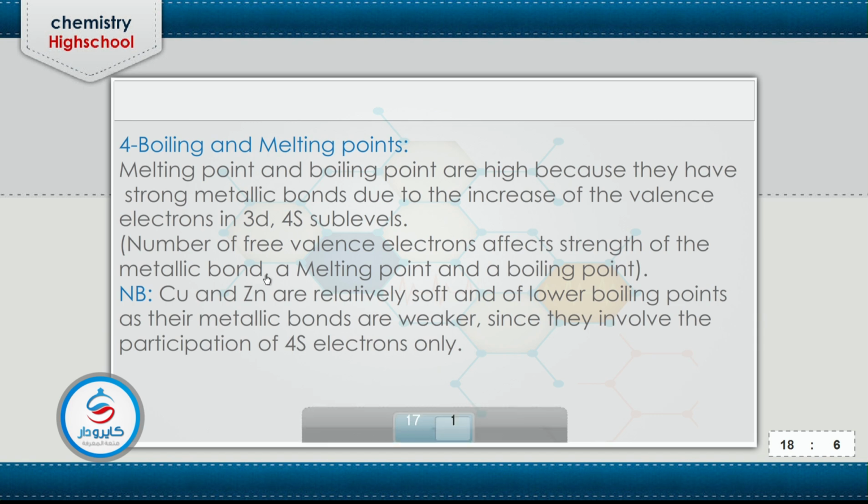Note that copper and zinc are relatively soft and of lower boiling points, as their metallic bonds are weaker since they involve the participation of 4s electrons only.